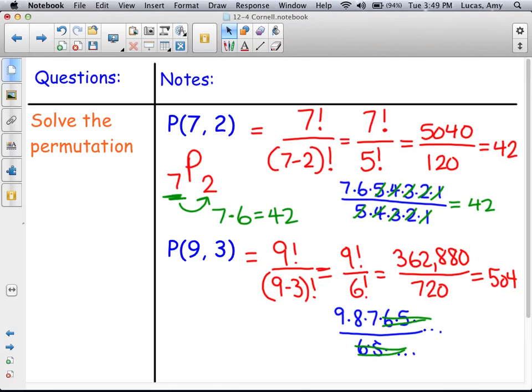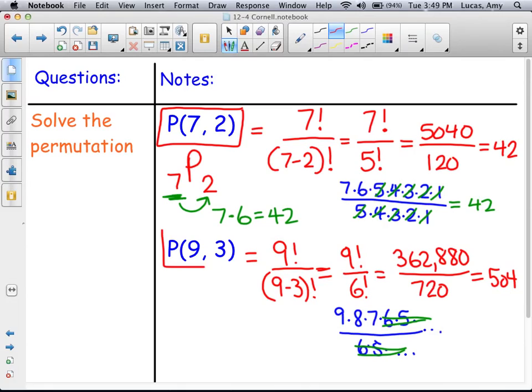Order matters. So with the 7 and the 2 up here, you might think about a race where you have 7 people running in the race, and there are prizes awarded to first and second place. Down here, maybe you have 9 people in the race, and prizes are awarded for the first 3 places, like in the Olympics, gold medal, silver, bronze. So order does matter.